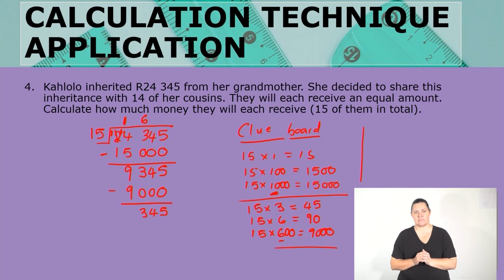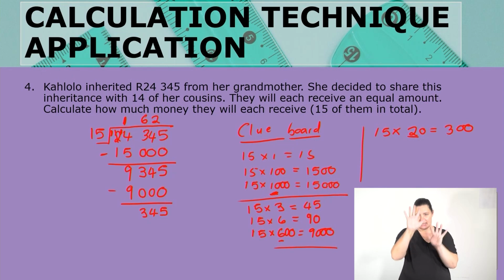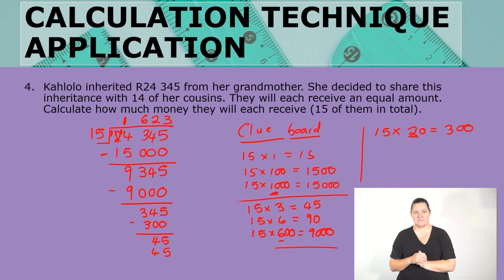So how many groups of 15 are in 345? Again, let's go back to our clue board. Now, when we look at 15 multiplied by 20, that is going to give us 300. So let's work with that. I have multiplied by 20, so I'm going to place the 2 in the tens column, and then 20 multiplied by 15 is 300. 345 minus 300 leaves us with 45. How many groups of 15 are in 45? That one is an easy one, 3 of them. So 3 multiplied by 15 is 45. And then we are going to subtract that. 45 minus 45 is 0. That means that Kahlulo and each of her cousins are going to get 1,623. That one was a tough one, but I know that you got it.